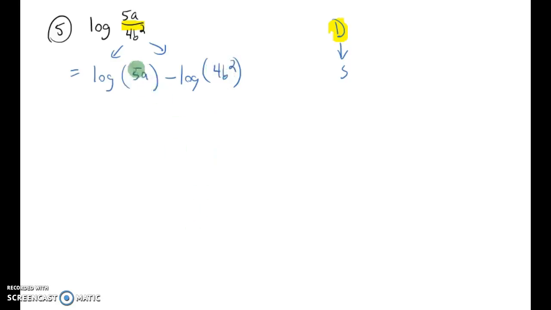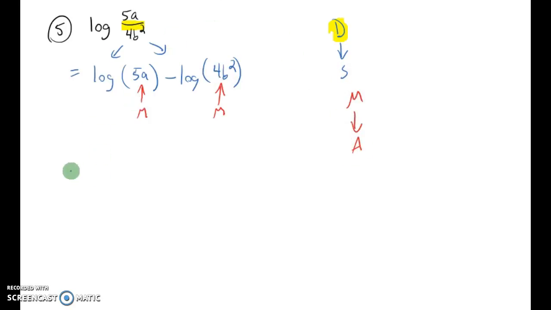Okay? Now, at this point, a lot of people make the mistake of looking at this exponent and bringing it out to the front of that log. But unfortunately, this exponent only applies to b. What you really have in each of these is multiplication, right? This is 4 times b squared. So you've got to separate the multiplication first, and multiplication drops down to become addition.